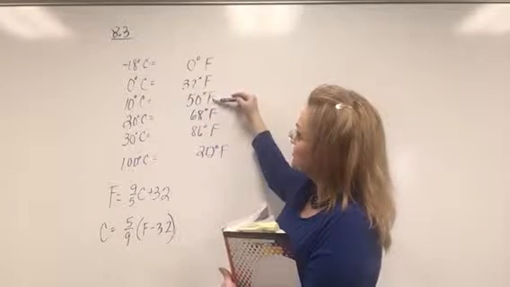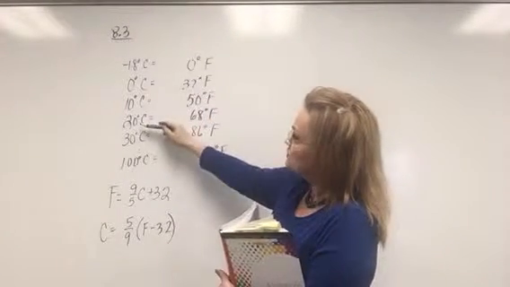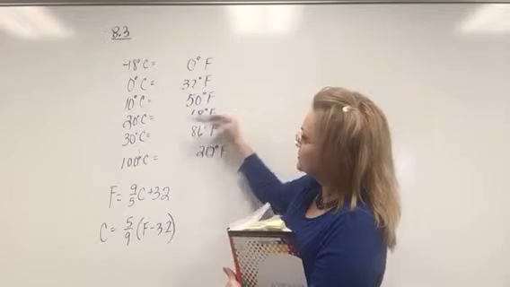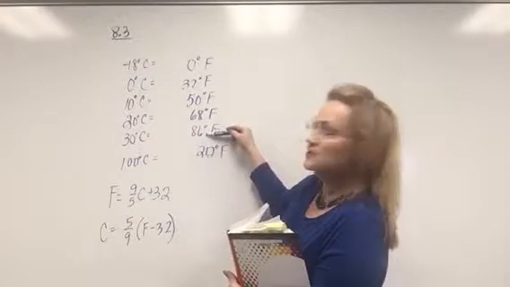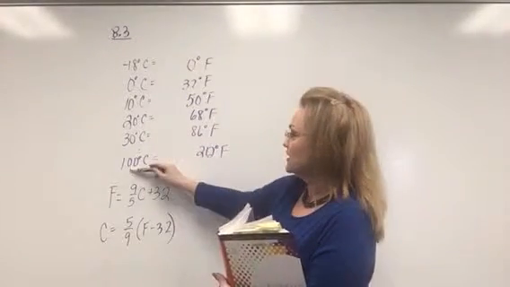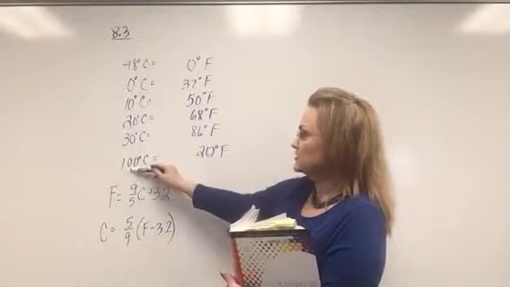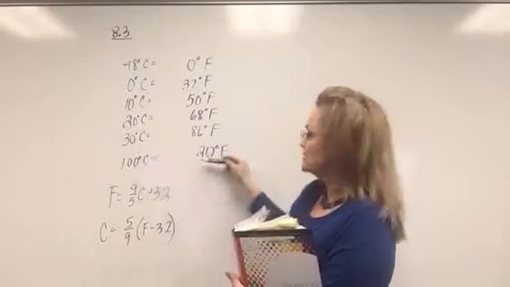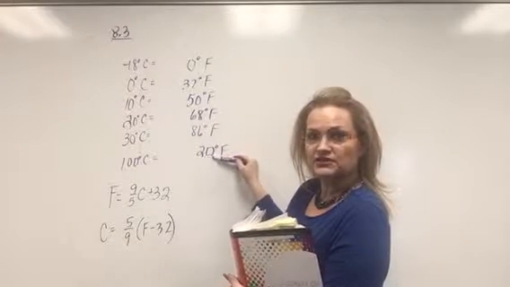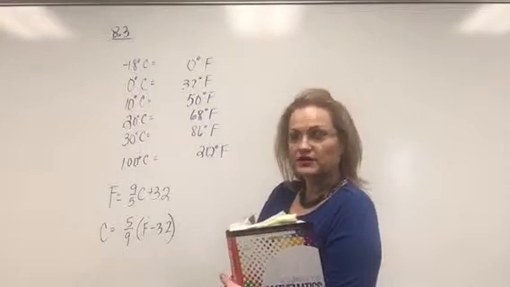10 Celsius would be 50, a little more tolerable. 20 Celsius is 68 degrees. 30 Celsius, we're in a nice warm day there. And then 100 Celsius, there are others, but 100 Celsius would be our boiling. That's the boiling for Celsius. 212 in the Old English system is boiling for us.